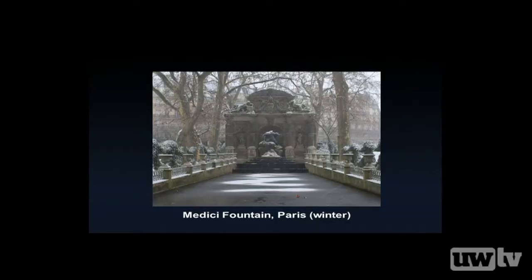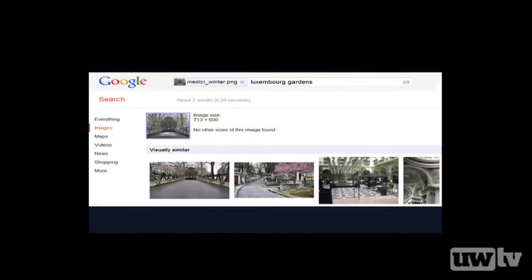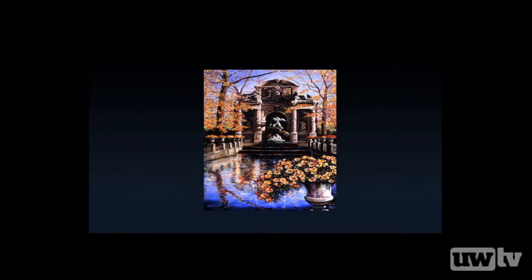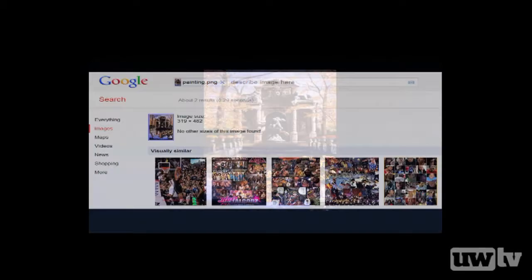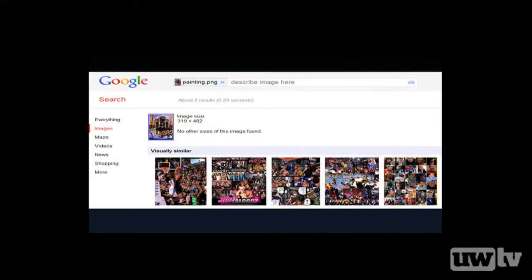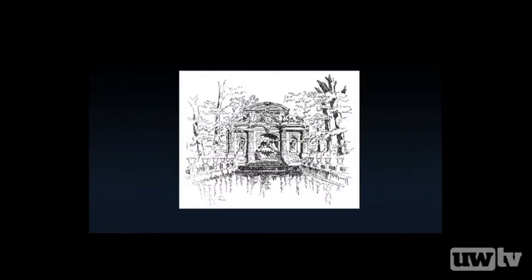Otherwise, you get something like this. So this is another image of a Medici fountain that I took. It's in the winter, so it doesn't snow that much in Paris. So there are not that many images in the database, and so basically it couldn't find good matches to the other images. Or if we want to find matches to something like this, which is a painting of the same place, well, then it's really not working very well. Yes, or maybe a sketch.